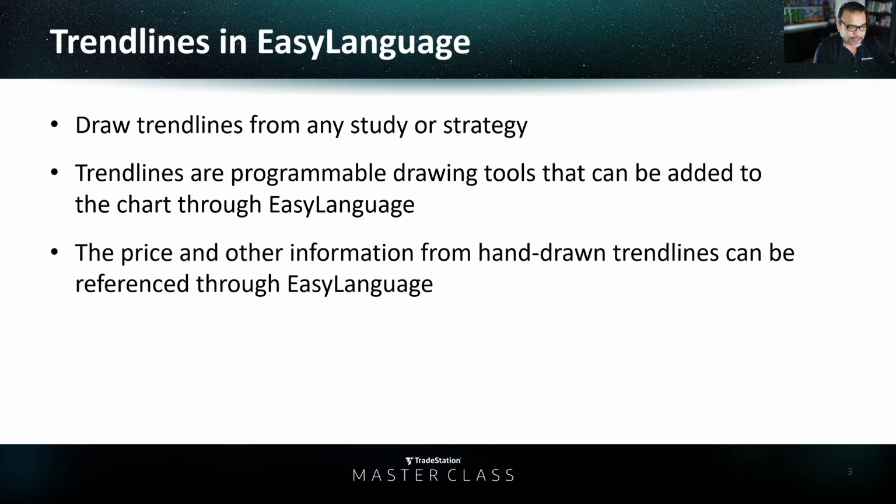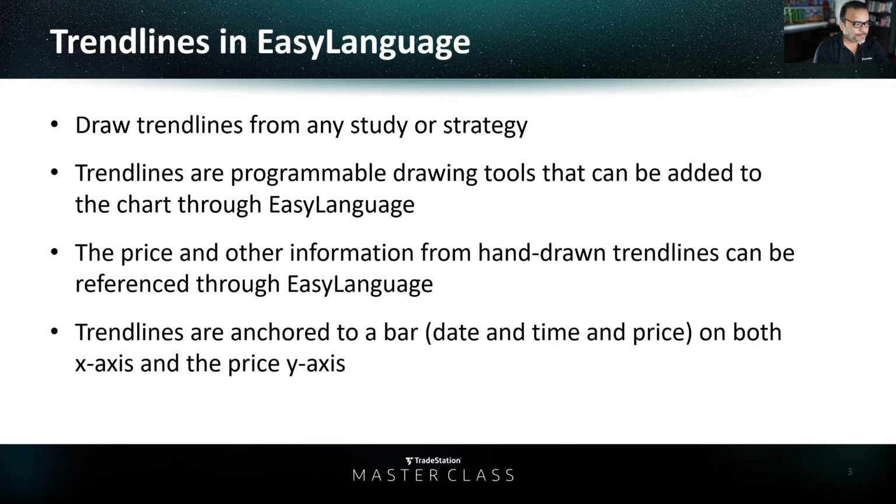The price and other information from hand-drawn trend lines can be referenced through Easy Language. Pretty cool stuff here. When you draw a manual trend line, there's an ID that gets tied in with that trend line that can be referenced in Easy Language. Not only the ID, you can also reference the prices that are along that line. Pretty cool stuff. We'll go over to TradeStation in a moment, and I'll show you how you can get the ID and some of that information.